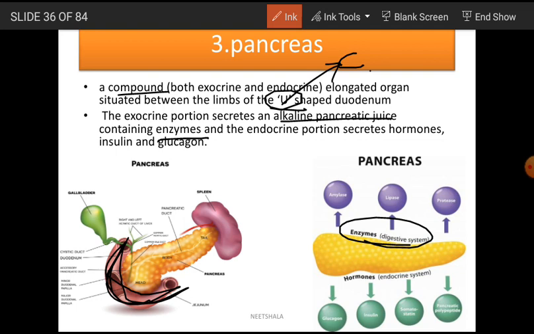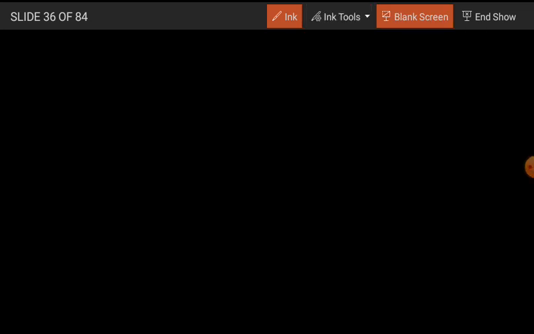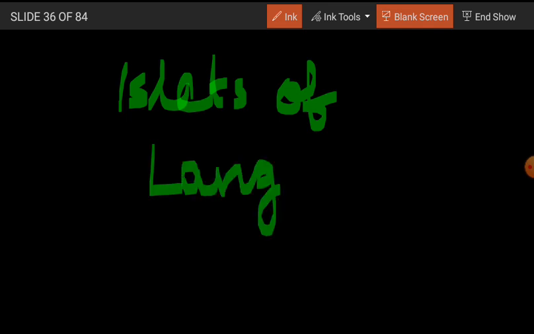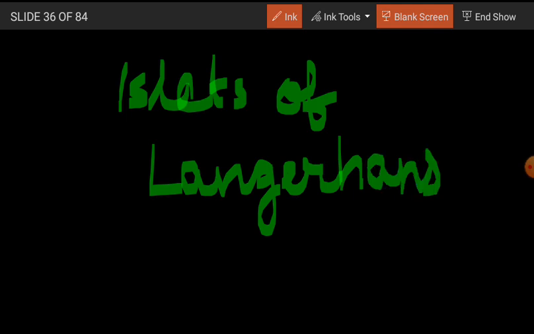And the endocrine portion is going to secrete hormones. The two main hormones are glucagon and insulin. In addition to that, it also releases two other hormones, somatostatin and pancreatic polypeptide. So four different hormones are released by the endocrine part of the pancreas. The name of the endocrine portion is known as islets of Langerhans. Islets of Langerhans, which is the endocrine portion.